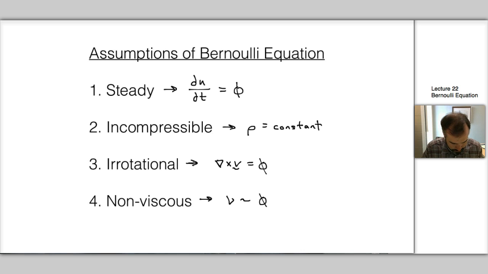Okay? So if the viscosity is effectively 0, that means that there's no shear stresses. Recall that tau is equal to mu du dy, where nu is equal to mu over rho. If nu is 0, then mu is 0, so that tau is 0. There's no shear stresses, which effectively means that the only forces in the flow are pressure and acceleration.